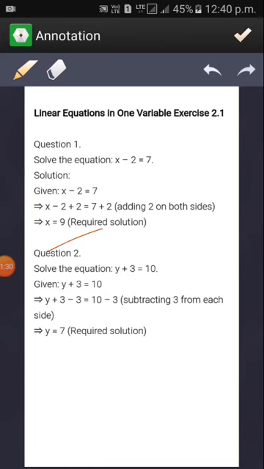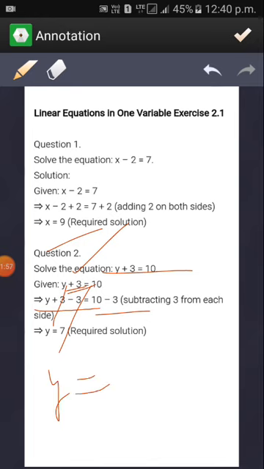Here what we have done is y plus 3 equal to 10. Now we will subtract this 3 on both sides, so we get y plus 3 minus 3 is equal to 10 minus 3. So plus 3 and minus 3 becomes 0, and I have cancelled it out. So y becomes equal to 10 minus 3, which is 7. Alternatively, we found the value which came out to be the same.